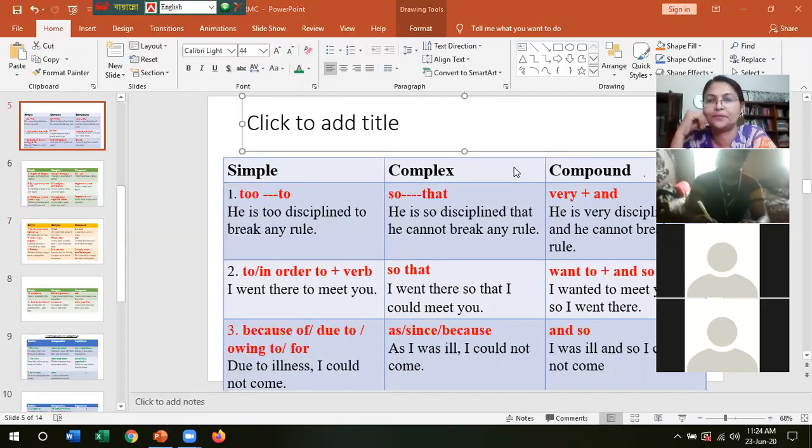Have you finished? Okay, Shafait is writing.